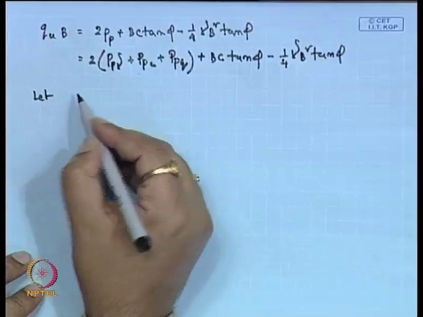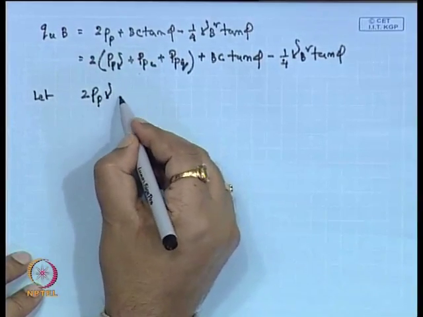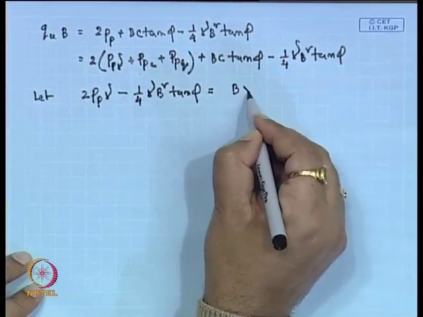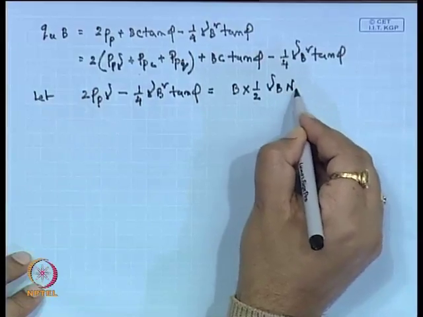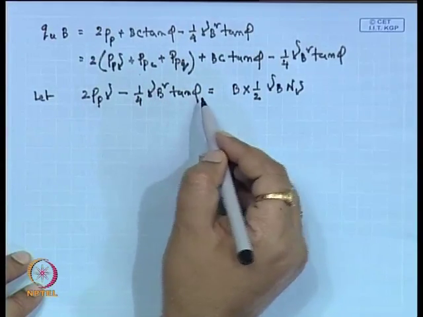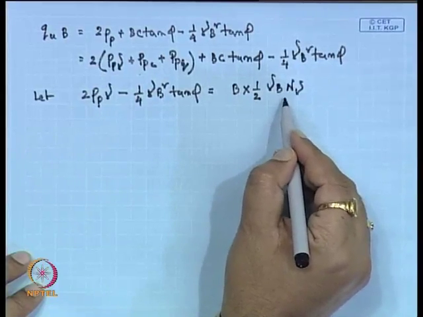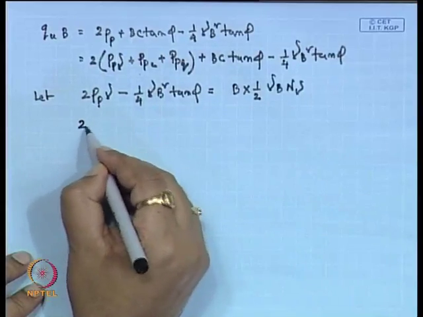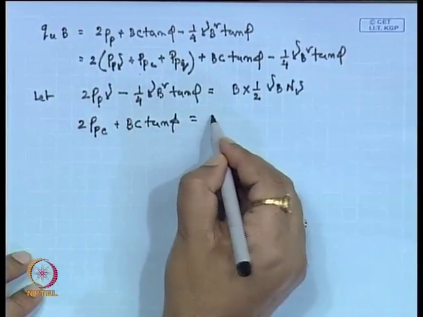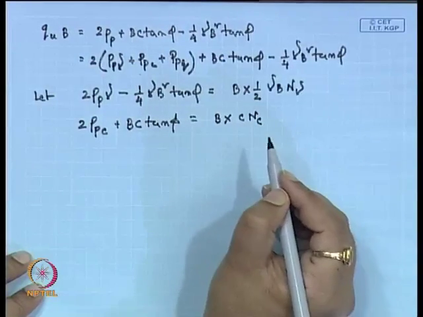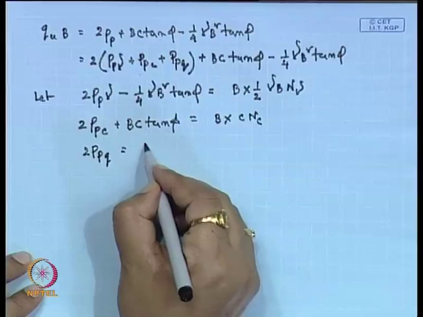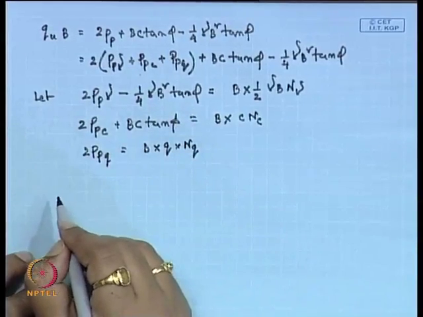Now, let us consider that 2 Pp gamma minus 1 by 4 gamma B square tan phi is equal to B into half gamma B N gamma. So, we replace this term by the expression B into half gamma B into N gamma. And 2 Pp c plus Bc into tan phi is replaced by B into C Nc, where C is the cohesion. And again 2 Pp q is replaced by B into q into Nq.